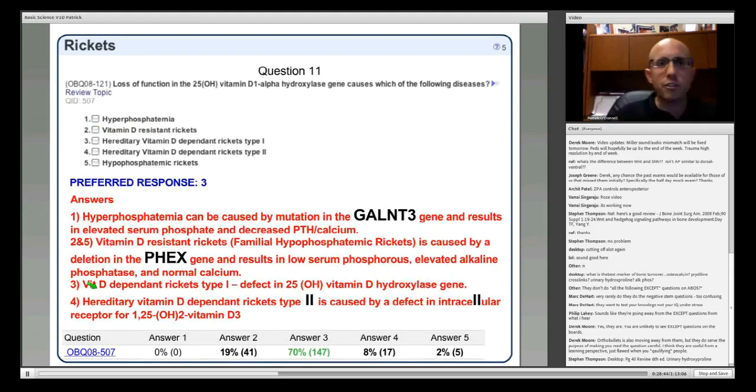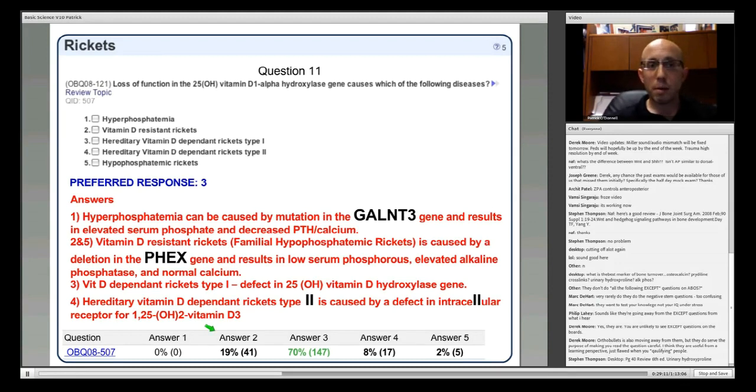Question 11, loss of function in this gene causes which of the following diseases? Correct answer 3, hereditary vitamin D dependent rickets type 1. 70% of you guys got that correct. That's awesome. Let's look at answer 2. Vitamin D resistant rickets, the familial hypophosphatemic rickets, is caused by a deletion of the PHEX gene. It results in low serum phosphorus, elevated alkaline phosphatase, and normal calcium.